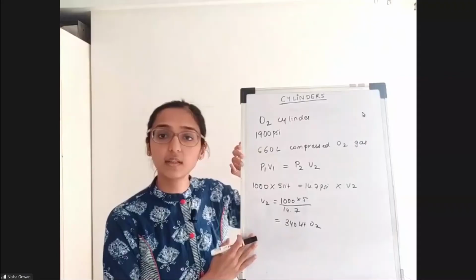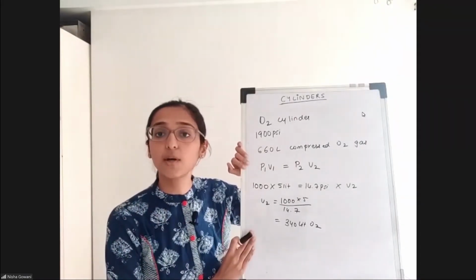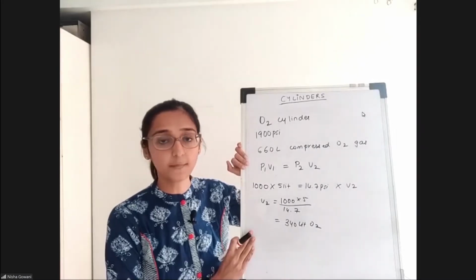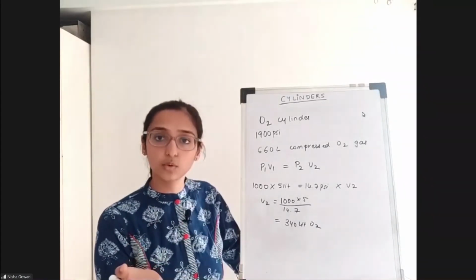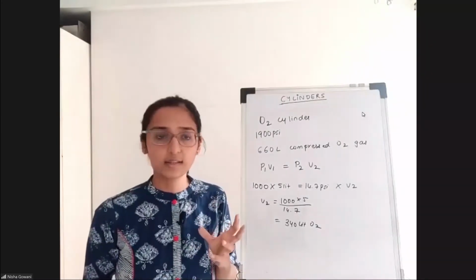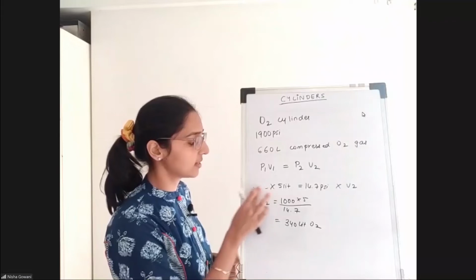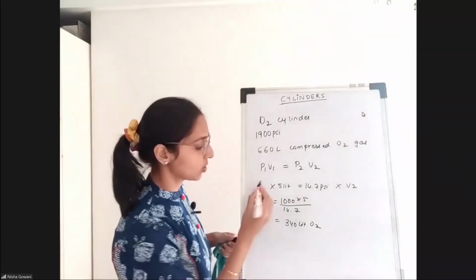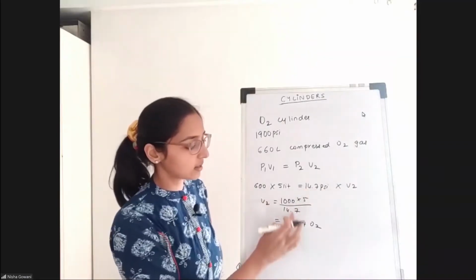So now we have learned that from the reading on the pressure gauge, we can determine how much oxygen is left in the cylinder. How long will this oxygen last us? Let's go through that as well. Let's take another example. If the reading on the oxygen cylinder is 600 psi, how much total volume will it provide us?